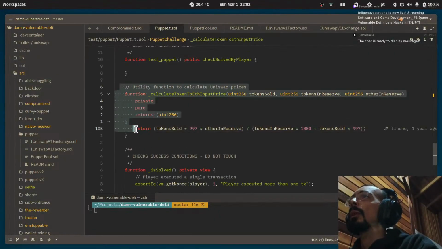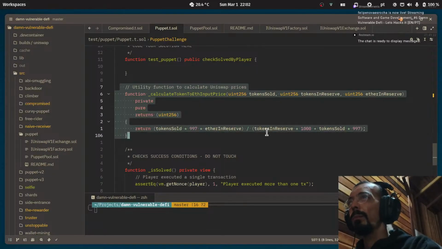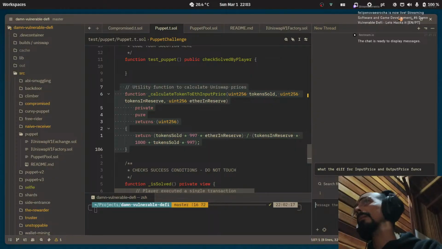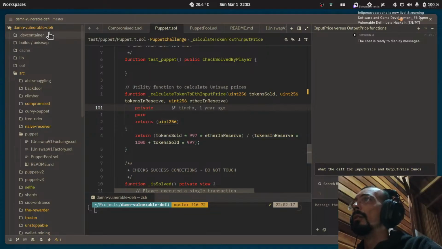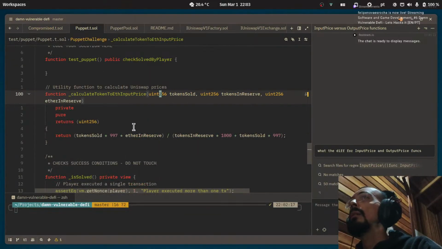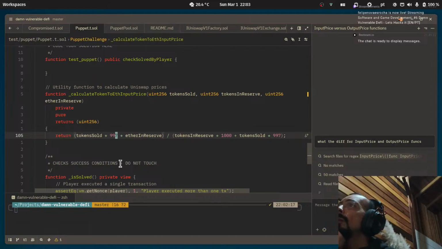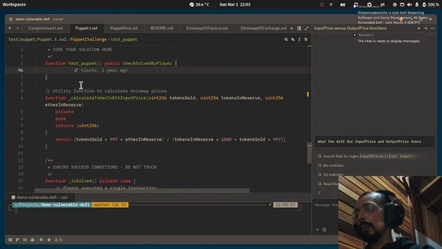Yeah, so they have that formula for calculating token to Ethereum. So let me check something here. What's the difference between the input price and output price functions? I don't want to get spoiled, but I want to get some information easily. I think here it's for fees. We can do some calculations. We can do some tests here.